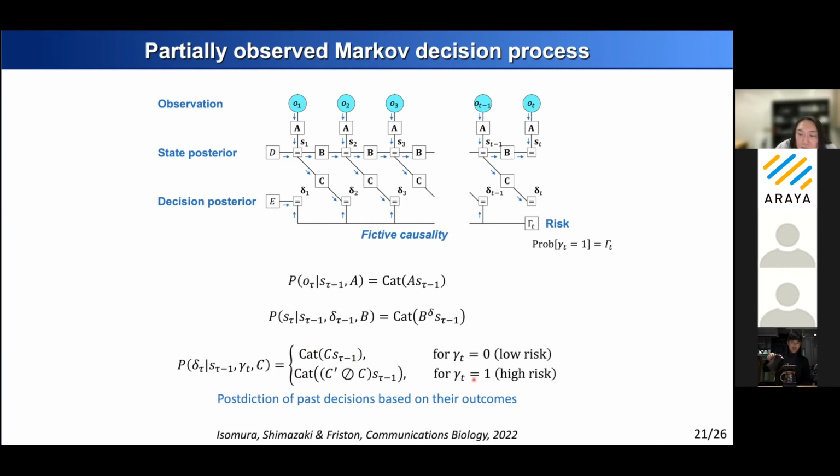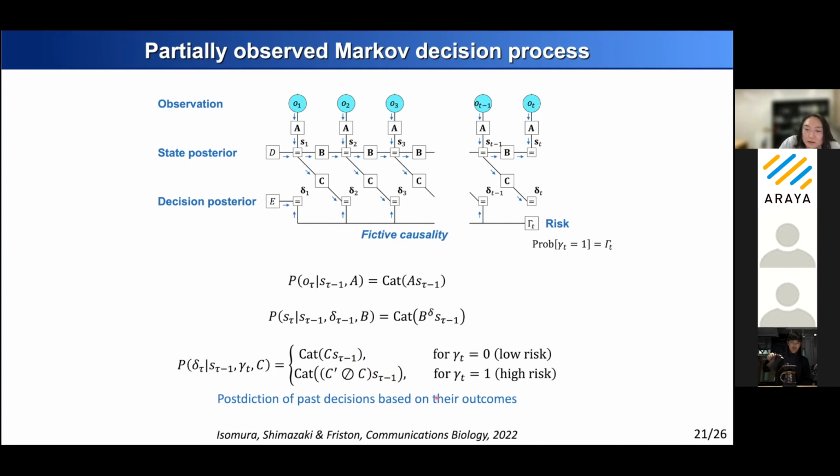On the other hand, if the risk in the future is high, then the agent assumes that the past decisions were generated by the suboptimal policy matrix. So by assuming this fictive mechanism, the agent tries to optimize its own actions by associating future risk and the past decision in a post hoc manner.